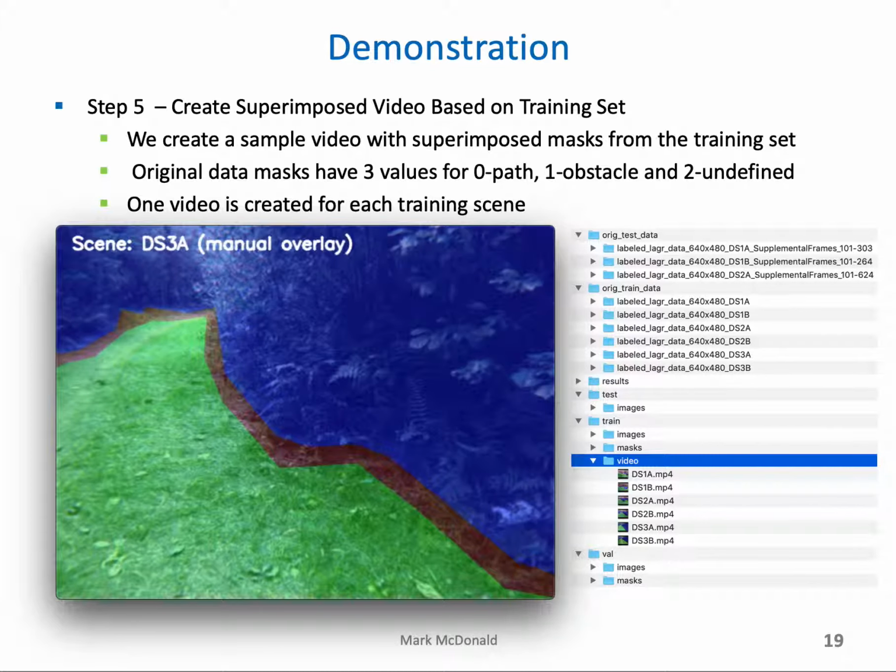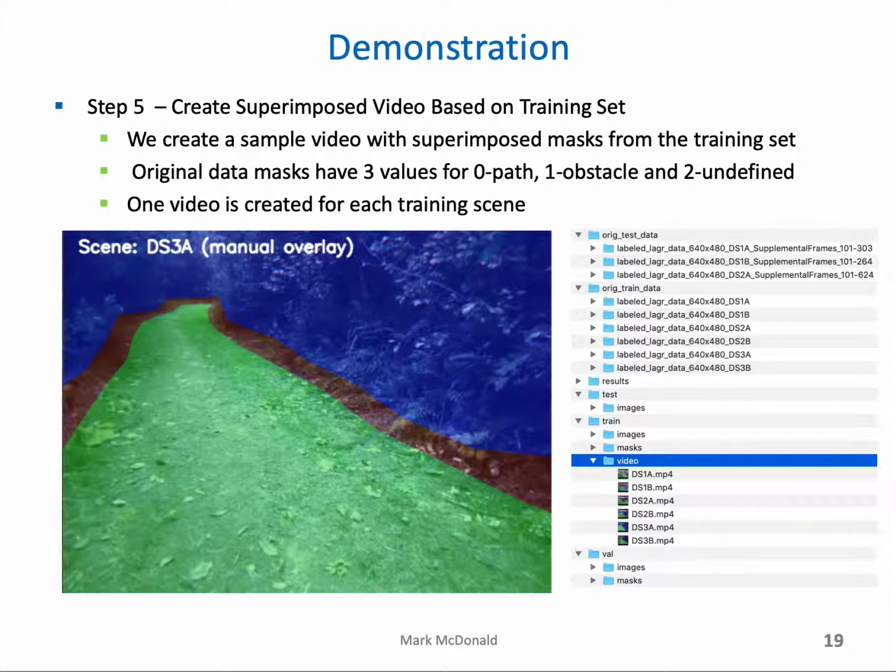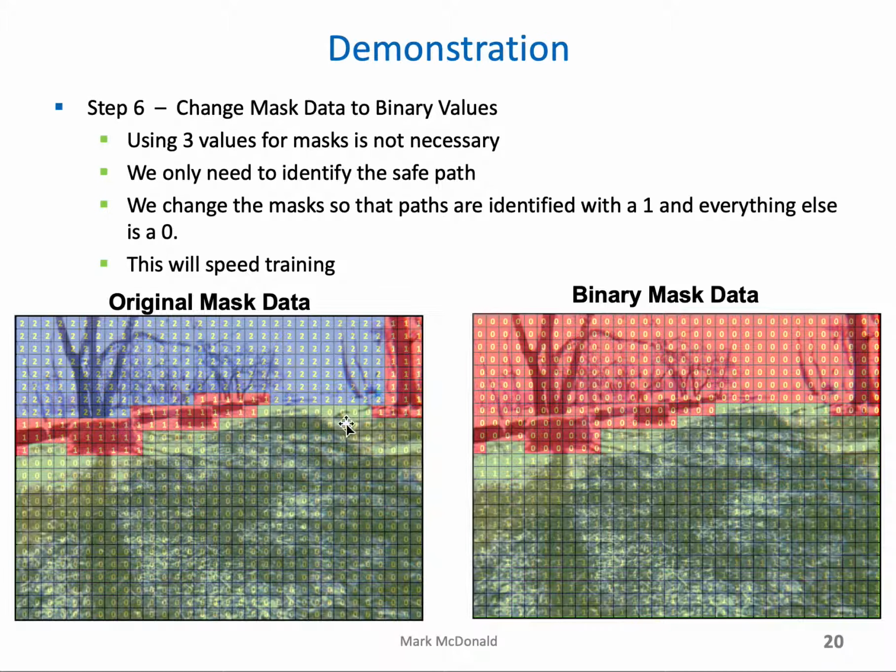We'll also notice that there's actually three levels of masking. There's a path, there's an obstacle, and then there's a little red ambiguous area. This proved to be too much data. So what I did is I changed the masks in step 6 here. On the left you see a mask that includes 0s, 1s, and 2s for paths, ambiguous, and obstacle data. And we change it programmatically so that the paths are identified with a 1 and obstacles are identified with a 0. This speeds up training and improves the output dramatically.